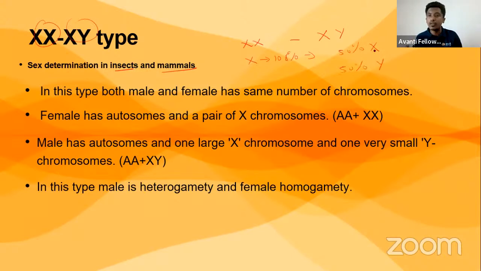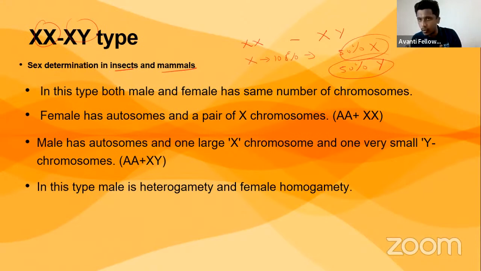Since the male produces two different types of sperm, he will be called male heterogamy. Male gametes means gametes. When different types of gametes are produced, that is called male heterogamy, students. Understood? Now we already know we have 23 pairs of chromosomes.